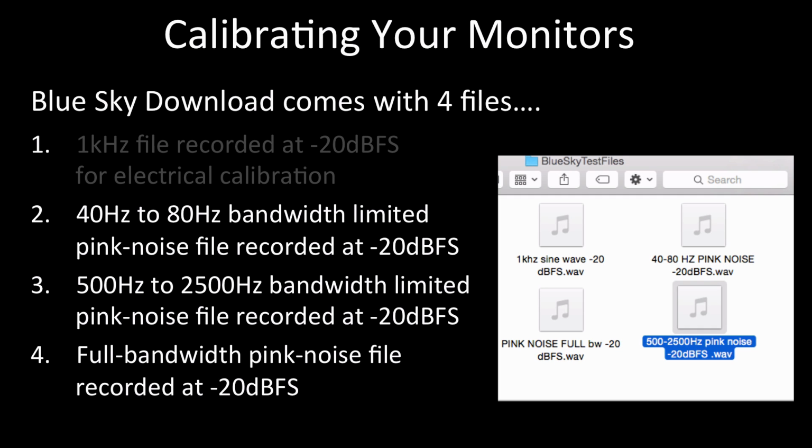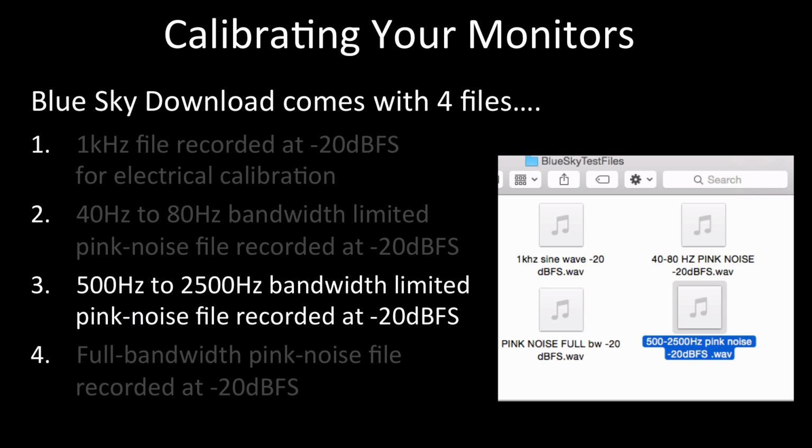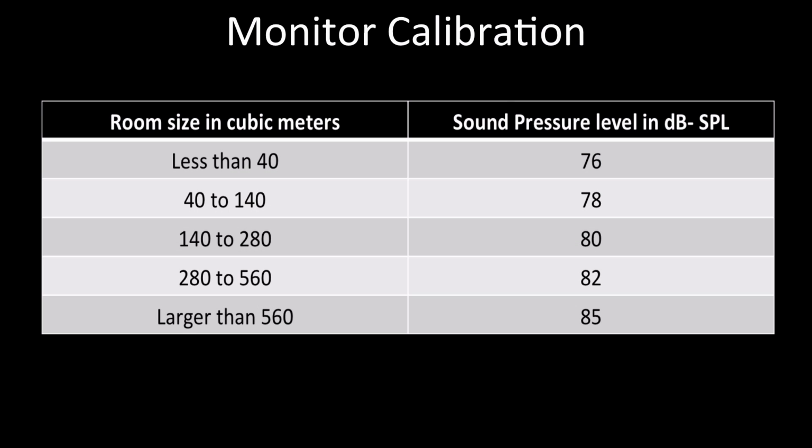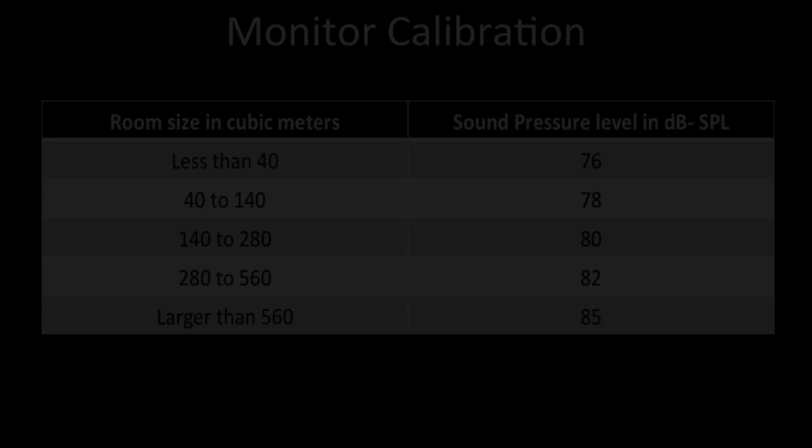Now, the reality of most setups these days is our reference is around -20 dBFS, so there's little need to use the 1K reference tone. You can go straight to the 500 to 2.5K bandwidth limited pink noise file. As my studio fits in the 40 to 140 cubic meter category, I'm going to demonstrate how I calibrate my monitors to 78 dBC SPL. Now, of course, if you're calibrating to other sizes of space, then you should use the appropriate SPL target.